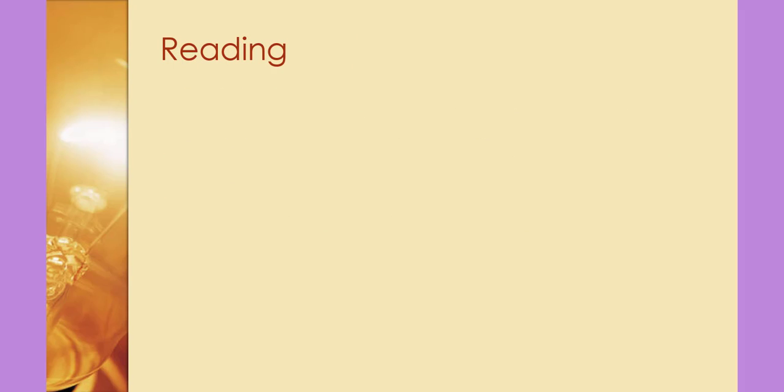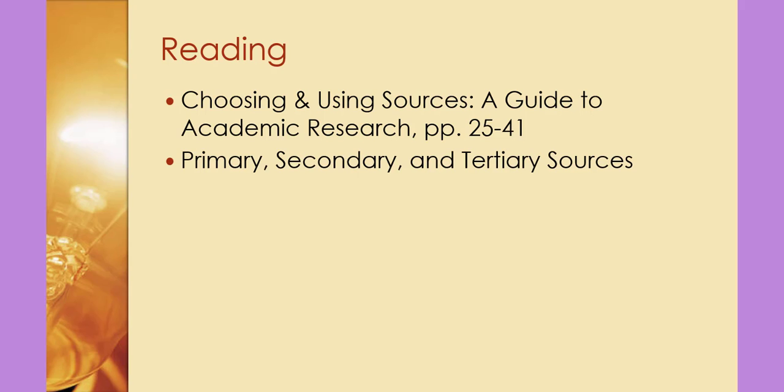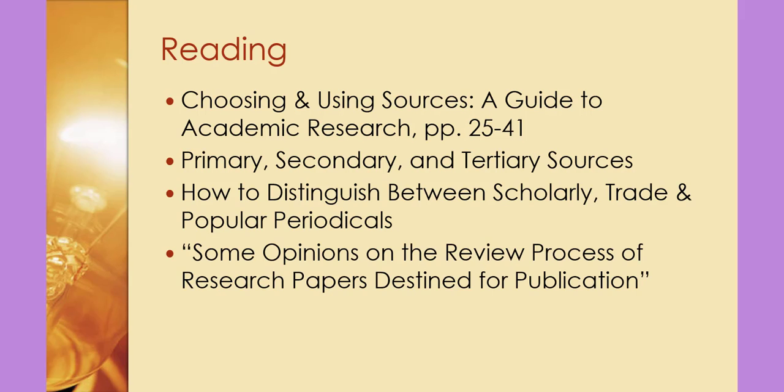So the first thing that you're going to read is in Choosing and Using Academic Sources, A Guide to Academic Research. You're going to read pages 25 to 41. You're going to next take a look at primary, secondary, and tertiary sources, and you're going to read How to Distinguish Between Scholarly, Trade, and Popular Periodicals, and then a short article called Some Opinions on the Review Process of Research Papers Destined for Publication. Long title on that one, short article.